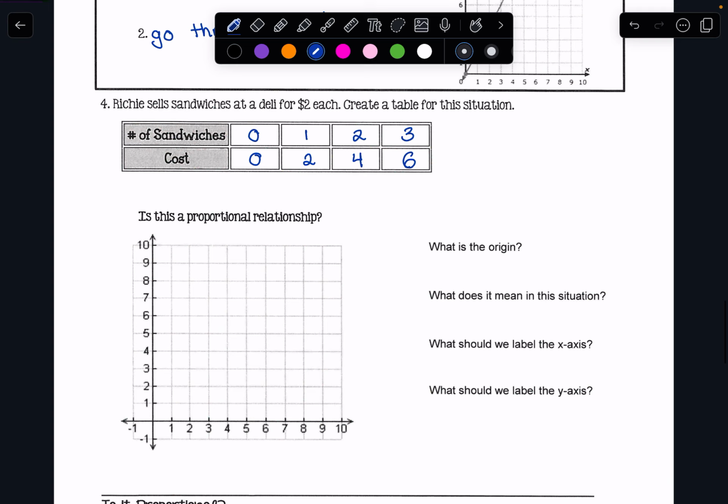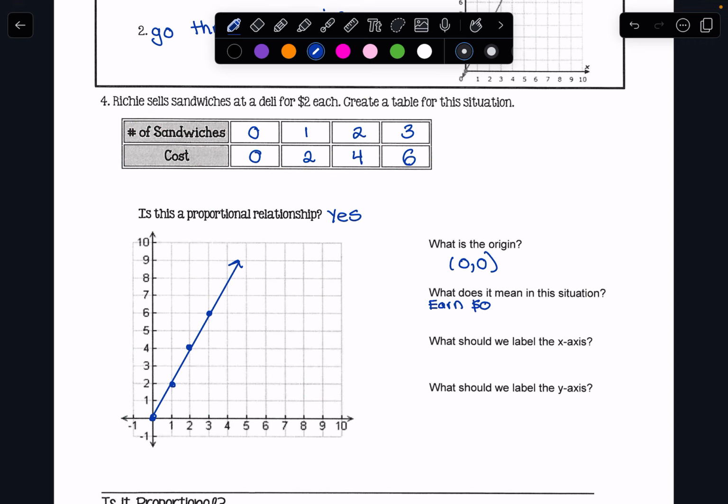So, is this a proportional relationship? So if I plot my points, I have a straight line that goes through the origin. So yes, this is a proportional relationship. The origin is 0, 0. And like we said, that means that you earn or you pay, depending if you're Richie, $0 if you sell 0 sandwiches.